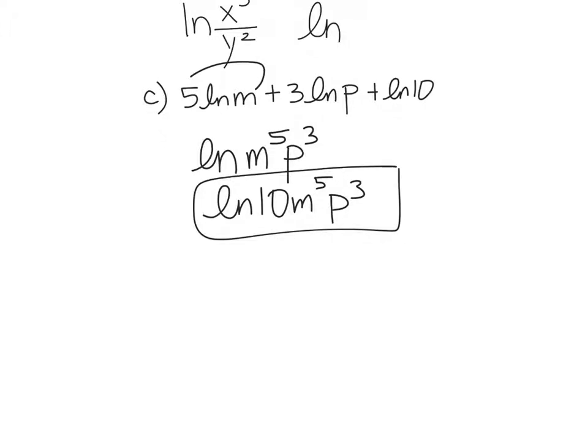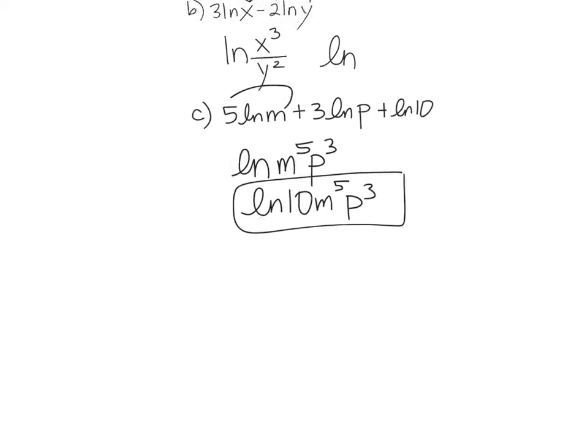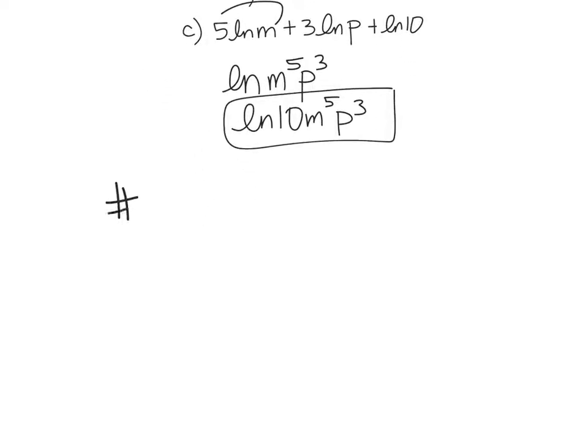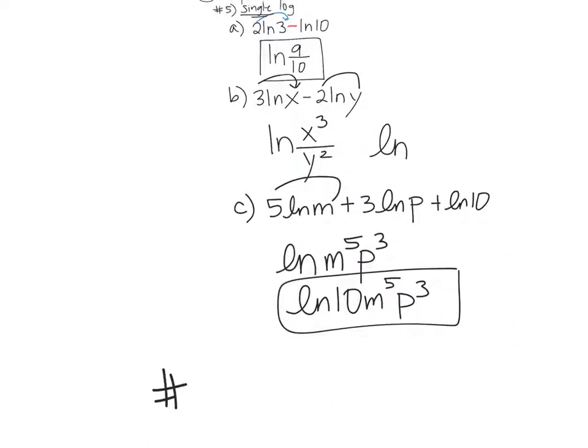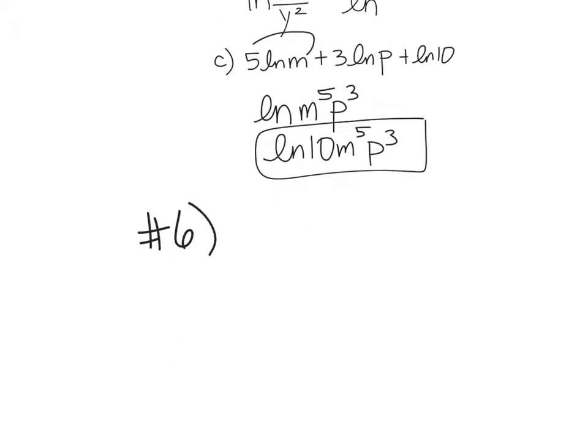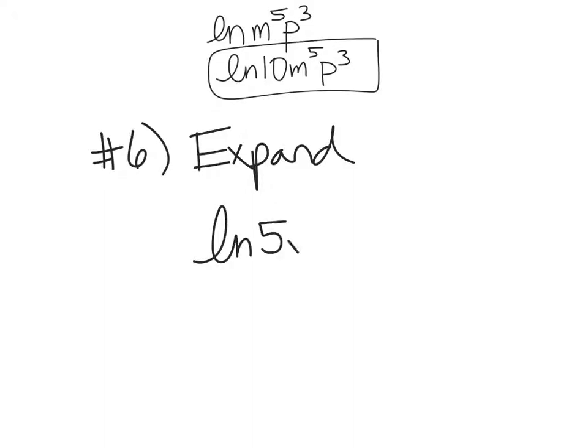Okay, now let's go the other way. What number are we on? Oh, no, I did this one as number 5. Oh, yeah, 6. Okay, you're right. Number 6. Let's go the other way now. Let's expand the log. So let's do natural log of 5 square root y.